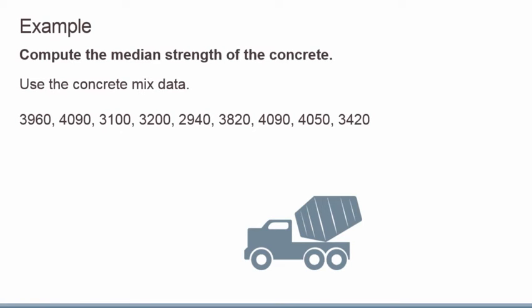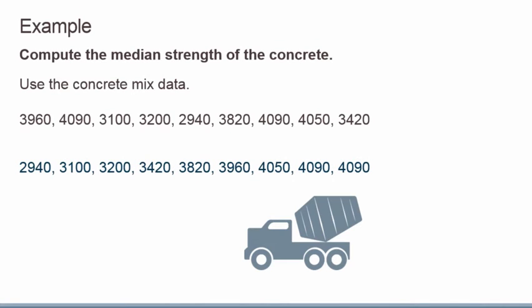Example: compute the median strength of the concrete. Again, we're using our concrete data. So the first thing we want to do is put it in numerical order. 2,940 is our smallest piece of data, then 3,100, 3,200, 3,420, 3,820, 3,960, 4,050, 4,090, and 4,090 again. We have 9 pieces of data. 9 plus 1 is 10, divided by 2 is 5, so the 5th piece of data is 3,820.